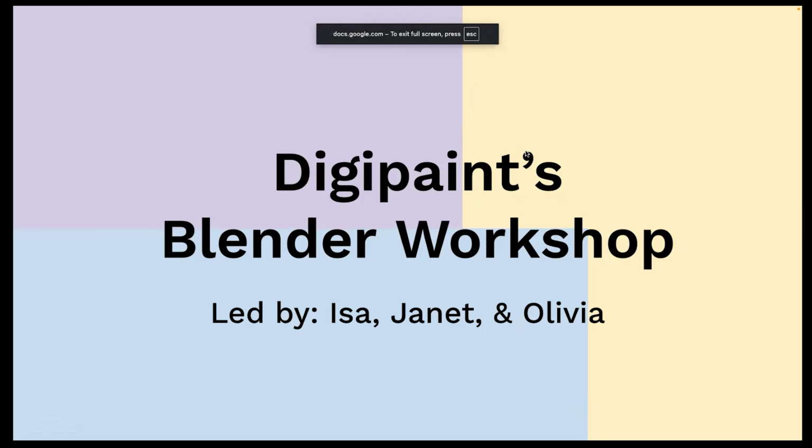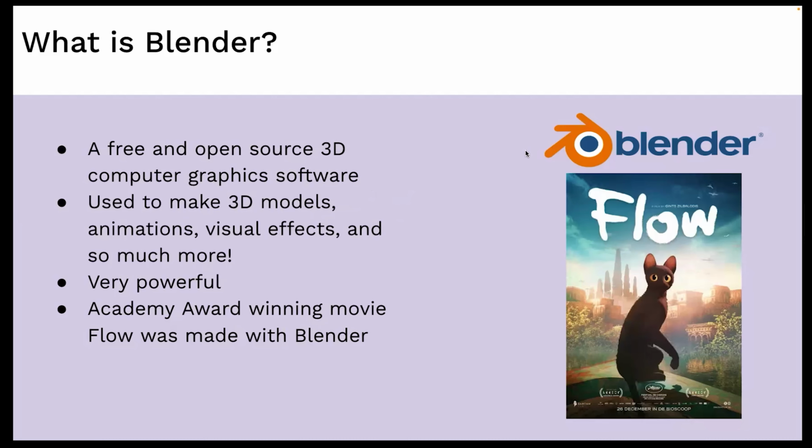Here's our Blender workshop. All right, so what is Blender? First of all, it is a free and open source 3D computer graphics software. You can make 3D models, which you can use to animate or for visual effects, or use those models to 3D print stuff. It's very cool. It's very powerful for it being free. And if you haven't seen this movie, watch it after this meeting. It is so good. It won an Oscar and it was made on Blender.